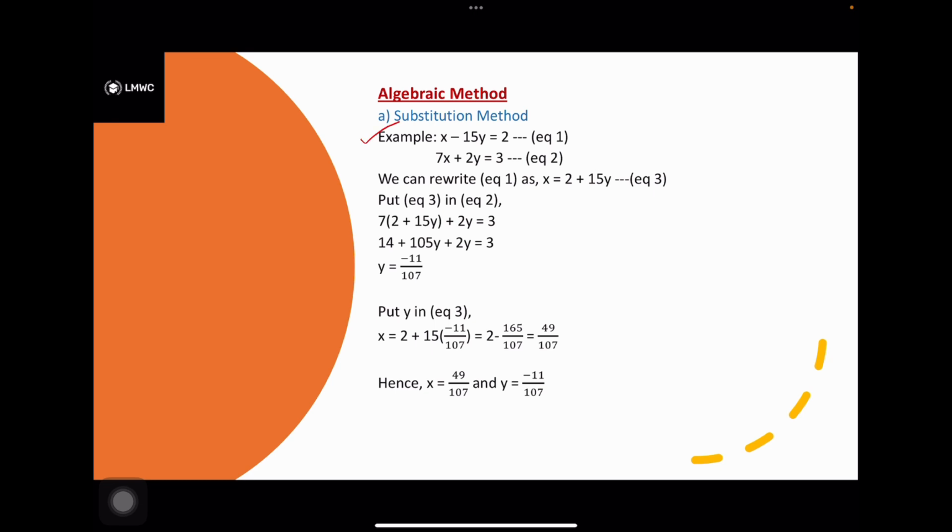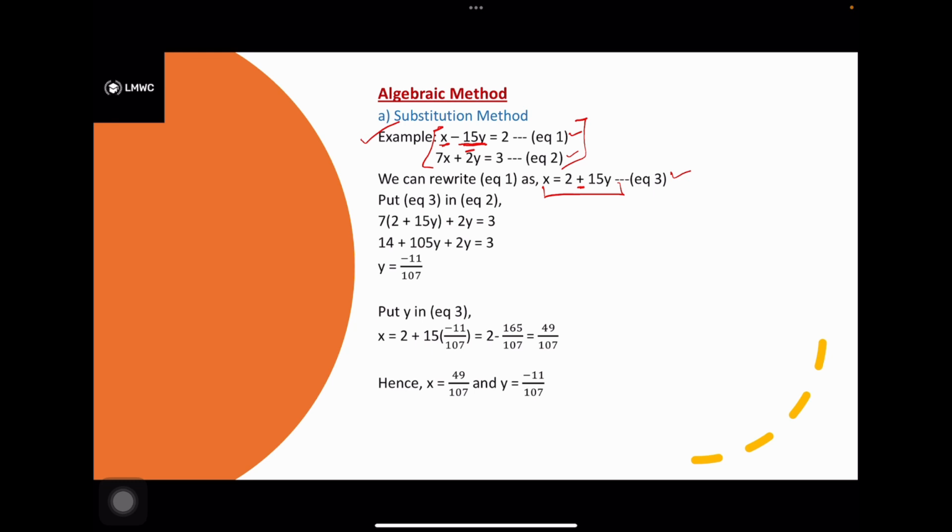In this example, as you can see, we have a pair of linear equations. The first equation is named equation number 1, and the second is equation number 2. From equation number 1, we are going to derive the value of x, which means I'm going to keep x on the left hand side, whereas the negative 15y, I'm going to take to the right hand side. When you take a negative 15y to the other side, it changes the sign to plus. So from equation number 1, we have derived the value of x as 2 plus 15y, and we name this equation number 3.